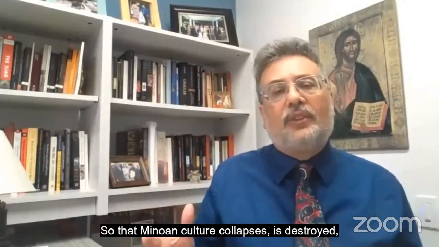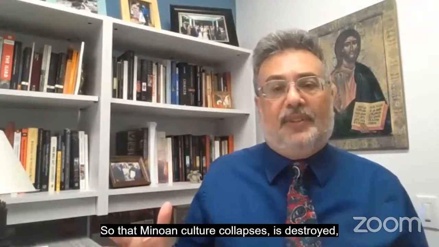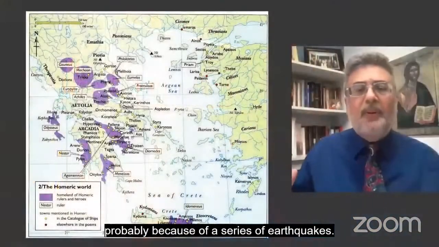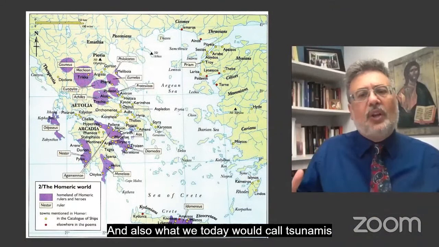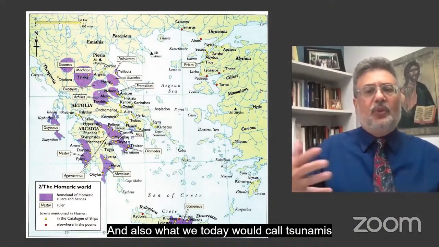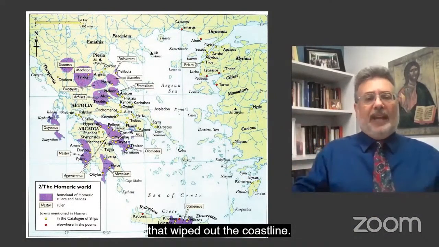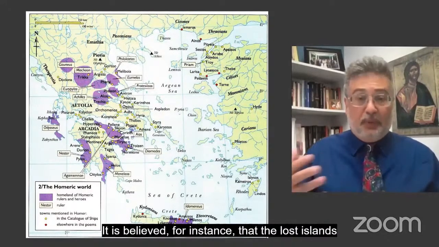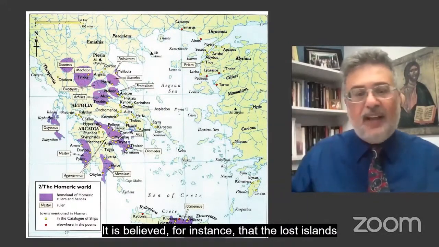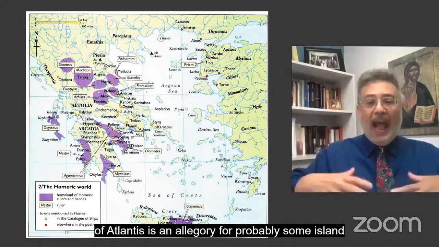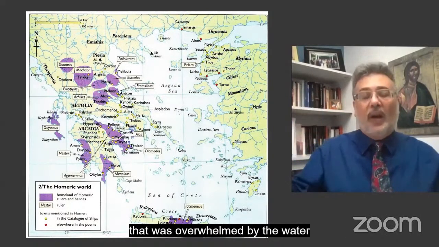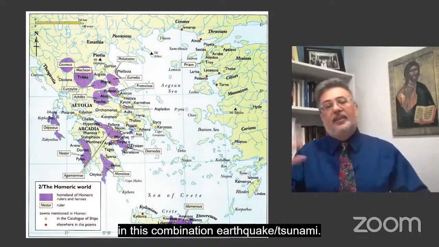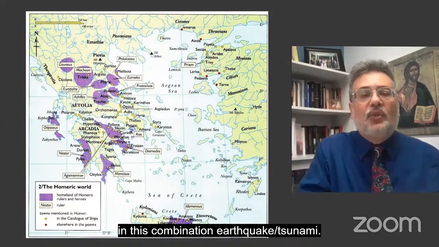So that Minoan culture collapses, is destroyed, probably because of a series of earthquakes and also what we today would call tsunamis that wiped out the coastline. It is believed, for instance, that the lost islands of Atlantis is an allegory for probably some islands that were overwhelmed by the water in this combination earthquake tsunami.